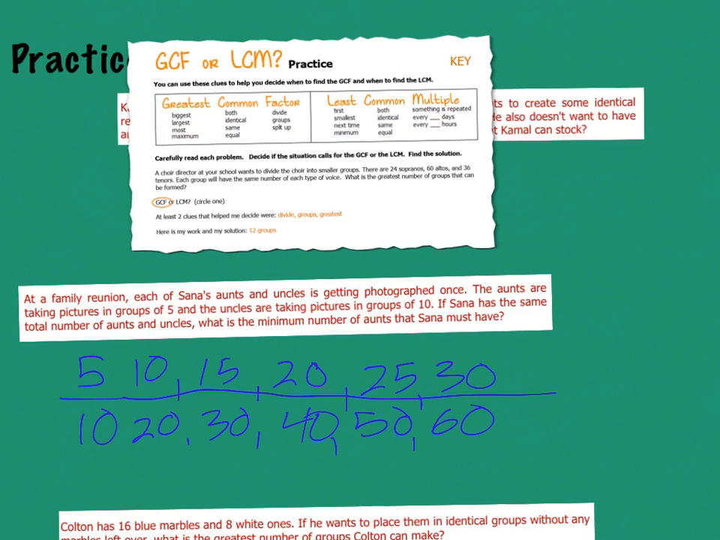Well, a lot of people might go, well, look at here. They repeat at 20. And they do repeat at 20, but we can also see that they repeated right here at 10. So the answer is 10. I know it seems kind of confusing that we had a 10 in the original problem, and we have the 10 here, but that is the correct answer, 10. So the minimum number of aunts that Santa must have is 10.